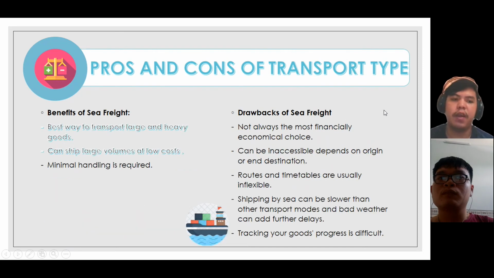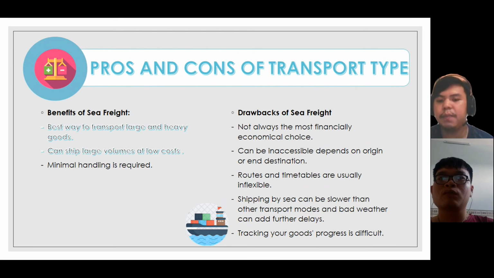Next is the sea freight, which is the best way to transport large and heavy goods. You can ship large volume at low cost and very minimal handling is required because most of them are handled by machinery. But it also comes with a lot of drawbacks, such as it's not always the most financially economical choice, can be inaccessible depend on origin or end destination because not all countries in the world have sea, so sea freight may not be possible there. Routes and timetables are usually inflexible.